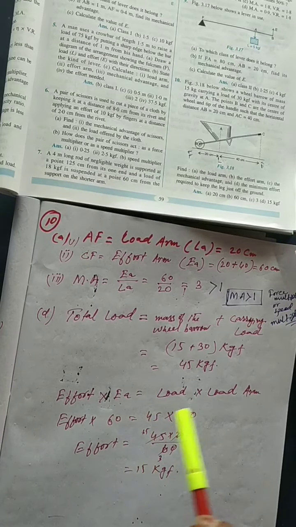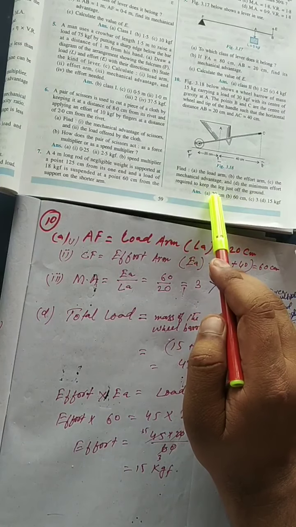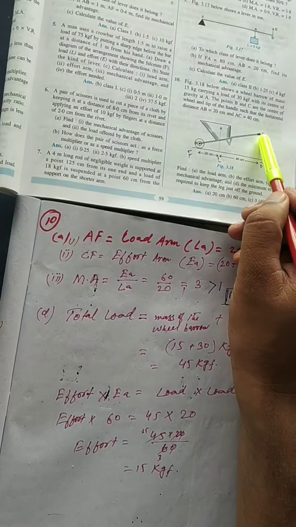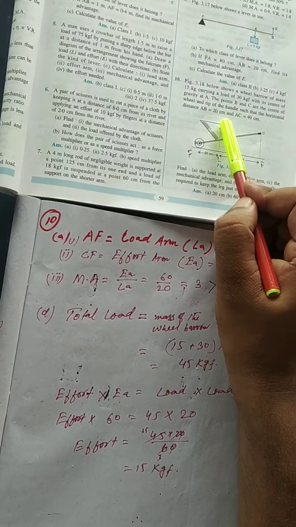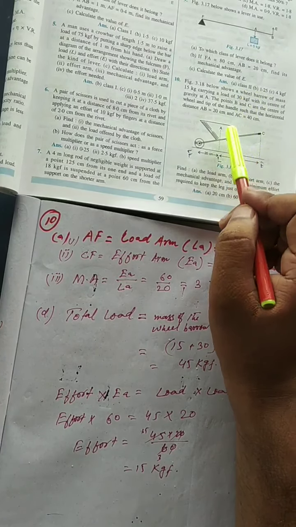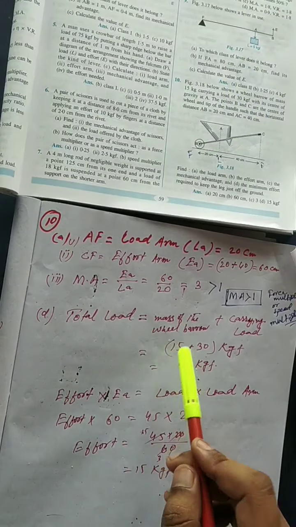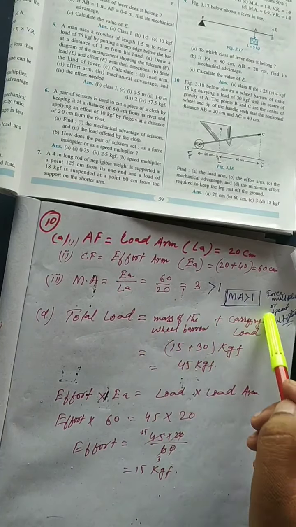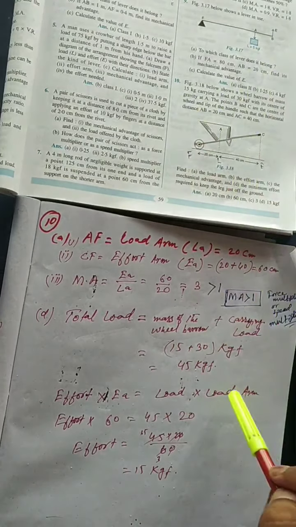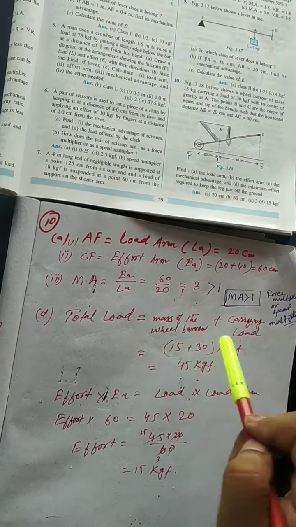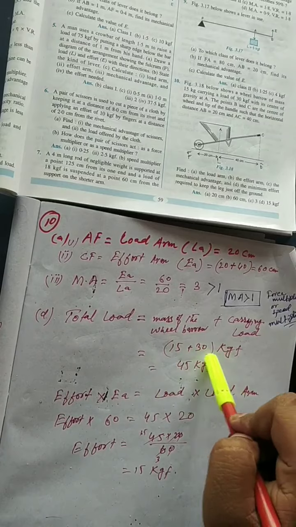Okay, now the next question. The minimum effort required to keep the leg just off the ground. We will apply the effort here to carry this load. How much load? This one, 30 kg. Not only 30 kg, we are carrying the wheelbarrow's load also, so 30 plus 15 kg. The mass of the wheelbarrow is 15 kgf and the carried load is 30, so the total load will be 45 kgf.